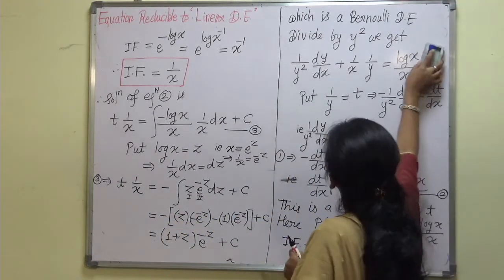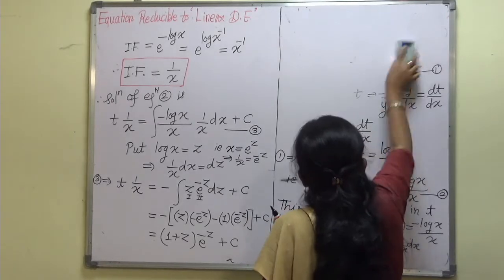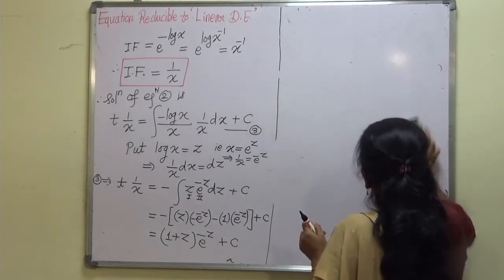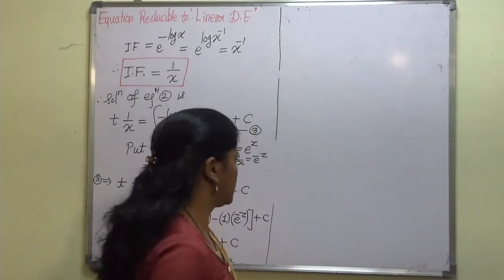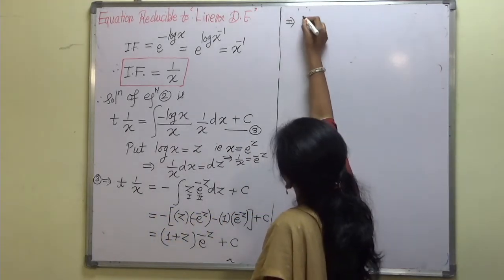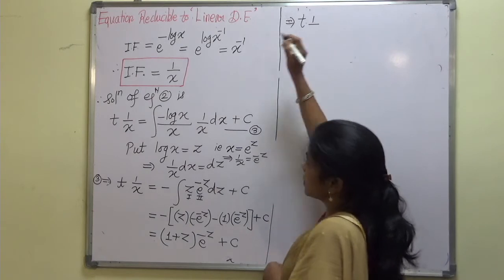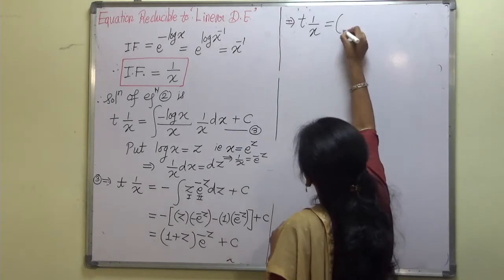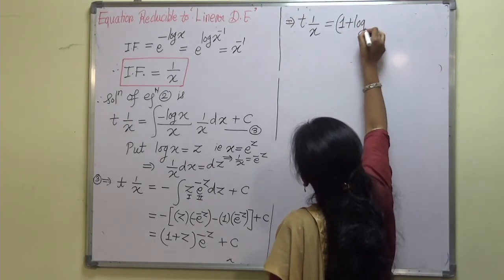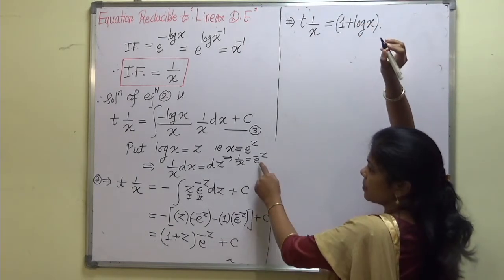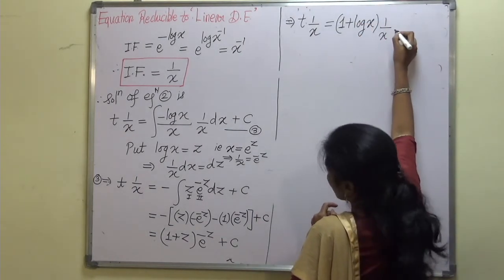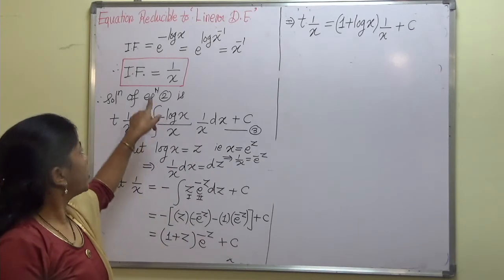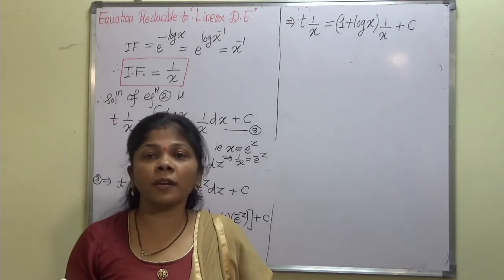Okay, so this implies t into 1 by x. What is t? z is log x. So 1 plus log x into e power minus z. e power minus z is 1 by x. So 1 by x plus c. Right? So this is the solution of the equation number 2. But we want the solution for the given differential equation.